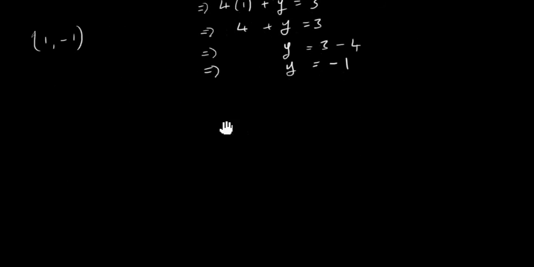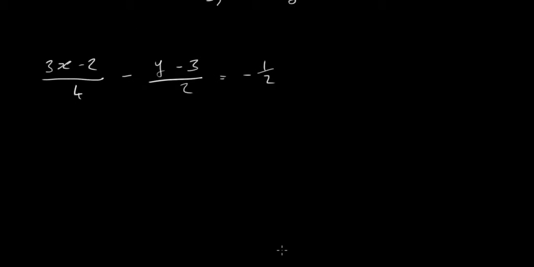I'm now going to do one that's a little bit more detailed. It just involves a few fractions. So let's just write that out first. Let's say we have 3x minus 2, and that will be divided by 4. And we've got minus y minus 3 over 2, and that's equal to minus a half. So we've got lots of fractions here.